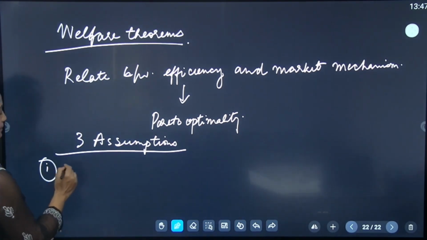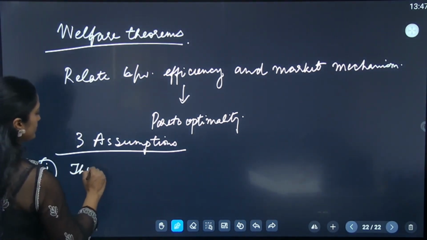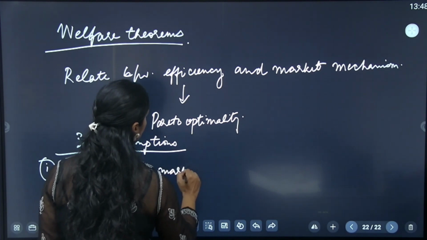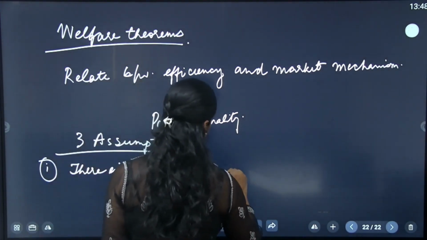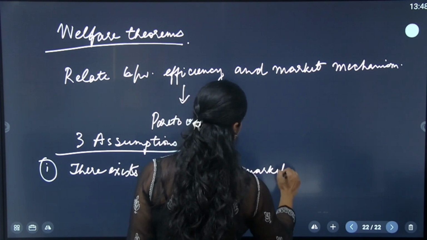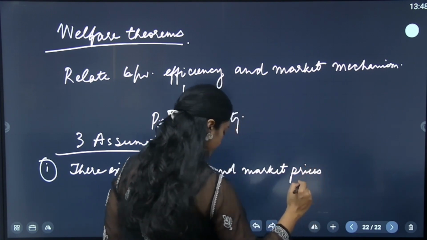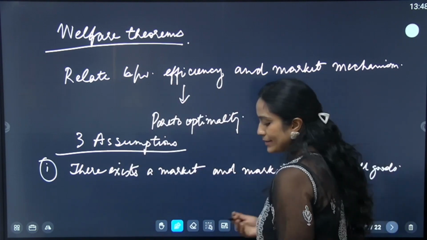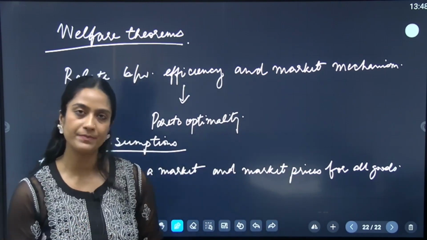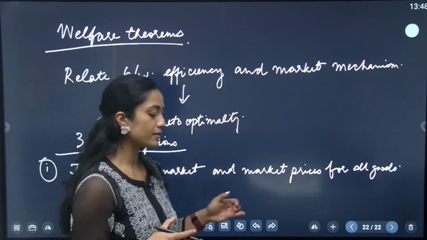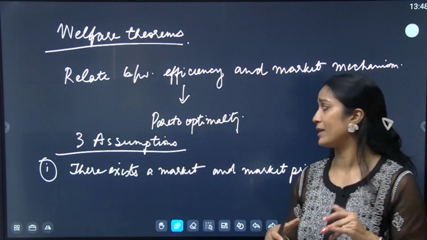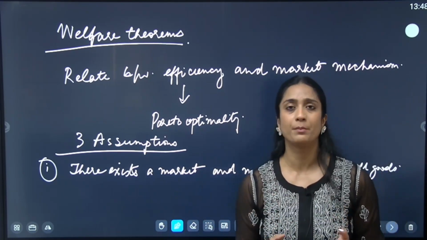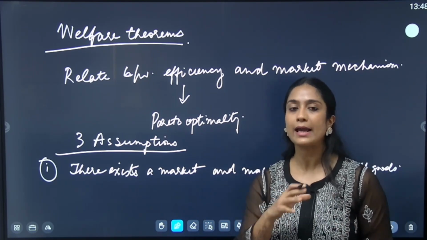So first is that there exists a market and market prices for all goods in the economy. So in this case, we have bread and rum. These are the two goods. So the assumption essentially says that there's a market for bread as well as there is a market for rum, and the prices of both these commodities have been determined, have been quoted. Okay, so it's not the case that there is a missing market for some commodity.